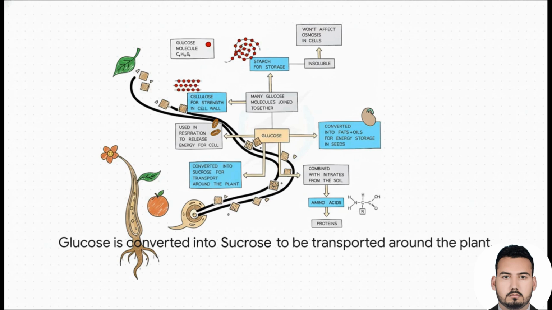A plant can't just pump raw glucose through its system. It's a bit too reactive. So instead, it cleverly packages it, combining it with another sugar to make sucrose. And yes, that's the very same table sugar you know and love. It's the perfect molecule for long-distance travel.